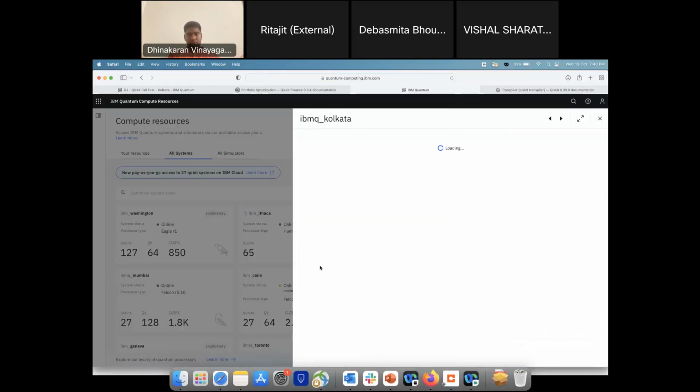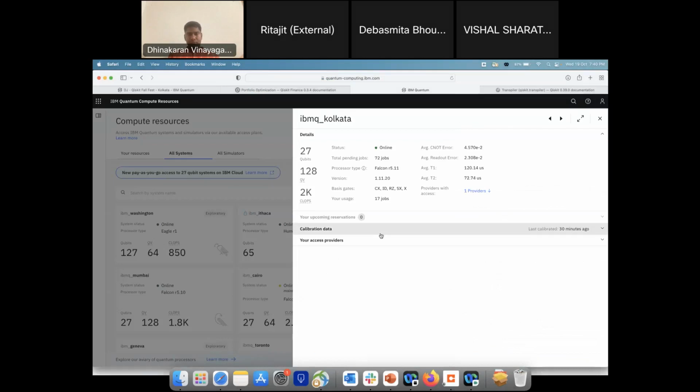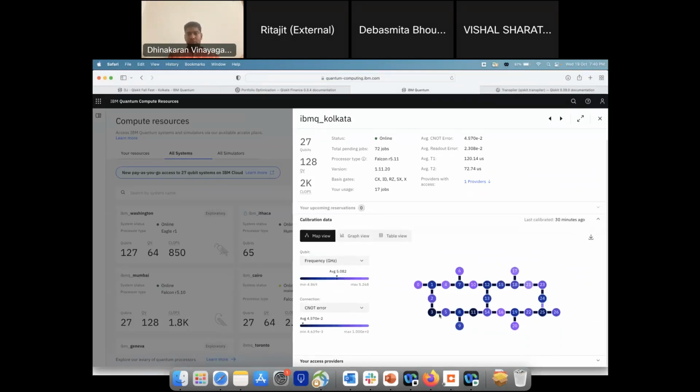Let's look at this. So if you, this is our public information, right? So if you go here, these are the connectivity details. It's a 27 qubit machine. I think Kolkata is a 27 qubit machine, and this just gives the connectivity of the different pairs of qubits that you have.